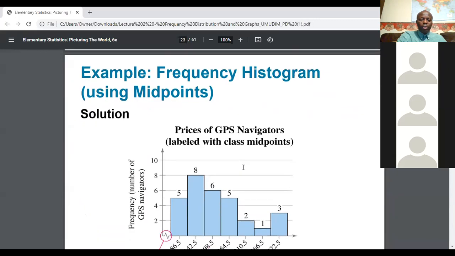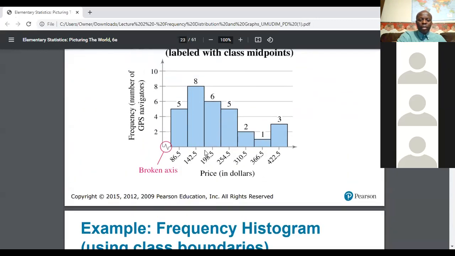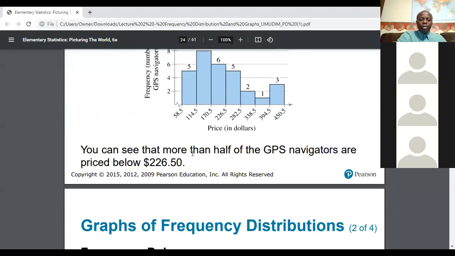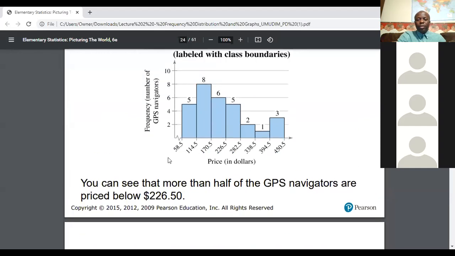Okay, this is my histogram here. You can see why it is drawn. It says here that you can see that more than half of the GPS are priced below $226.50. This is another way of interpreting it. So either way is still correct.